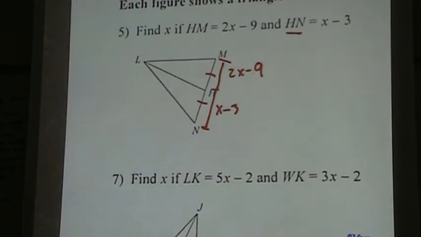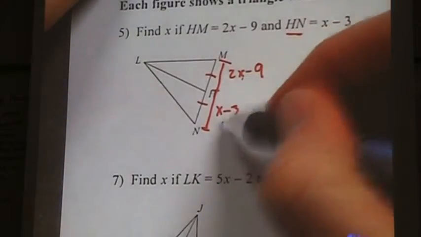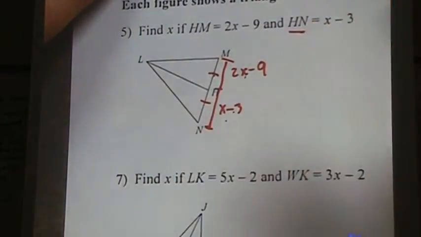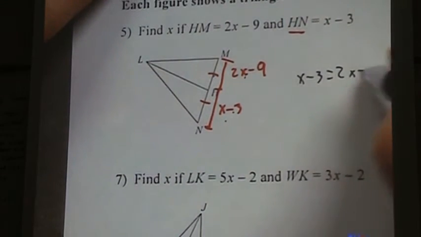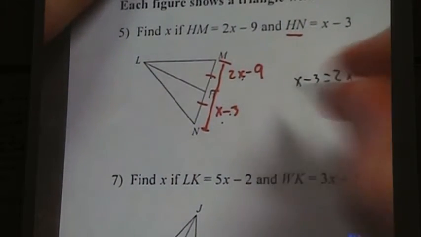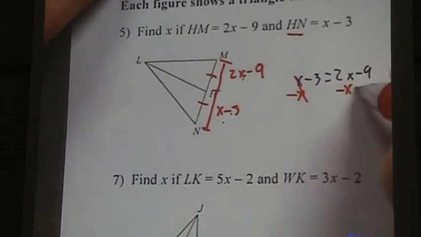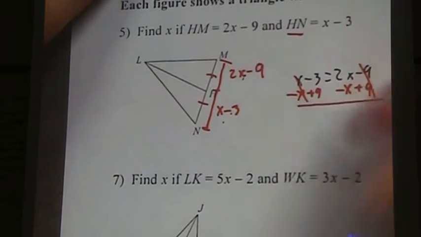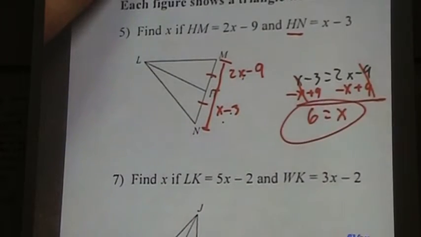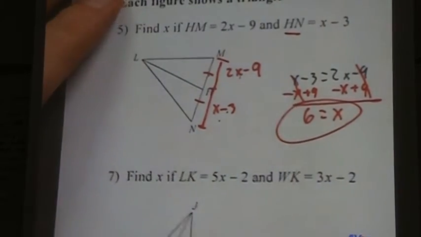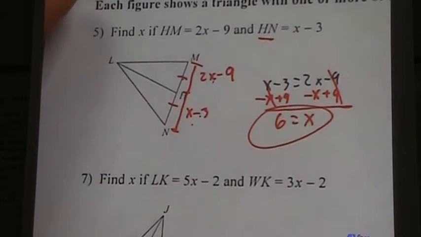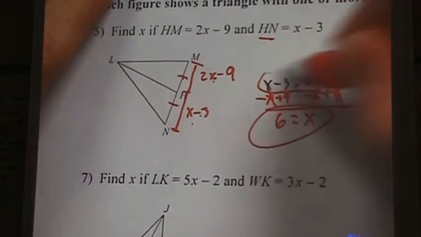Okay. Well, we got our problem set up. These two guys are congruent because they're medians. So we can go x minus 3 equals 2x minus 9. And we're just ready to solve this guy. I'm going to move my smaller x to my bigger x's side. Move my number to the other side. And we've got ourselves a 6 equals x. Boom, baby. So the goal of this is to set up an equation. That's what we're using the median to do.